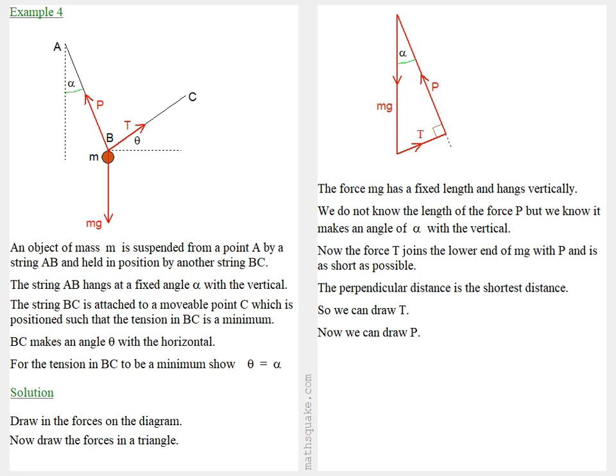We can now mark the angle theta. And we can see in the triangle that alpha is 90 minus beta. Angles in a triangle add up to 180 degrees. And in the bottom corner of the triangle, we can see theta is 90 minus beta, two angles in a right angle. And so theta is equal to alpha.